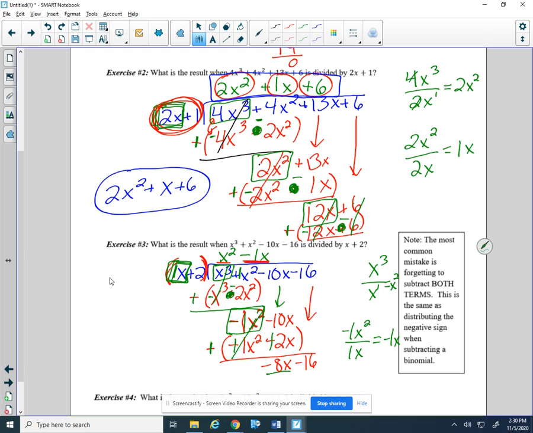Now I have 1x going into negative 8x. So negative 8x divided by 1x is going to be negative 8. So I bring up my answer up here, it is going to be negative 8. And then I take my binomial and I multiply by the negative 8. So that's going to give me 1 times negative 8 is negative 8x down here. Positive 2 times negative 8 is negative 16.